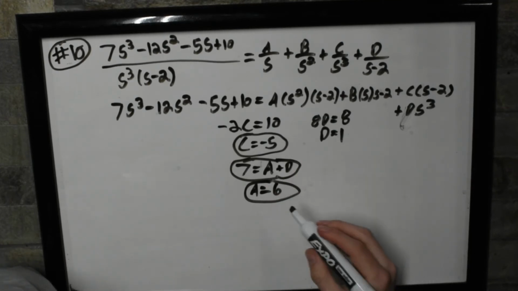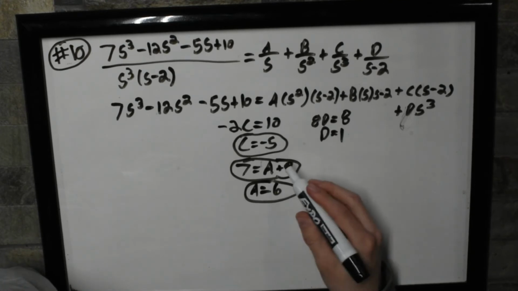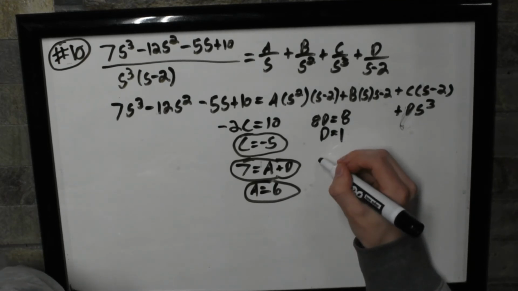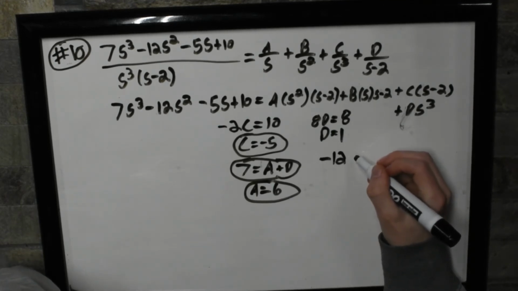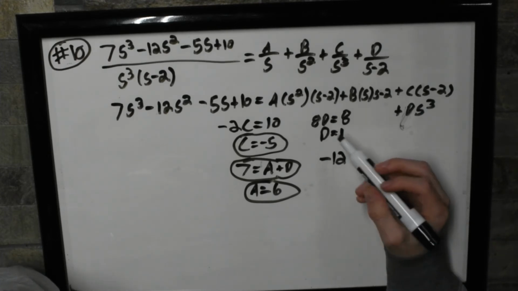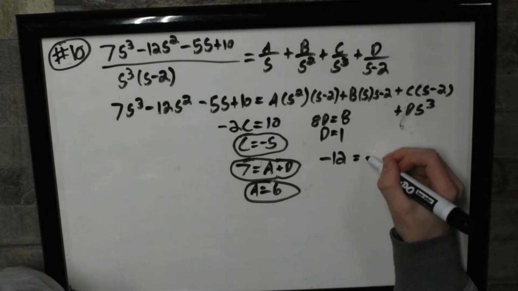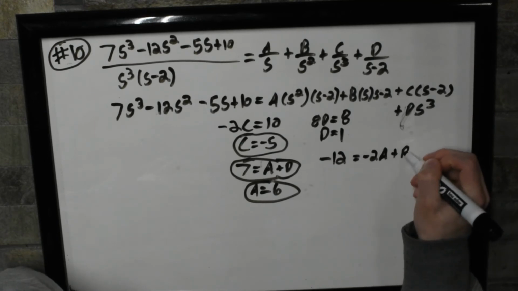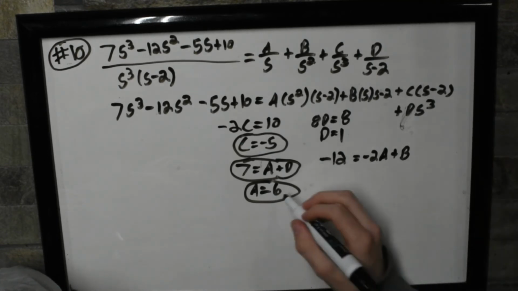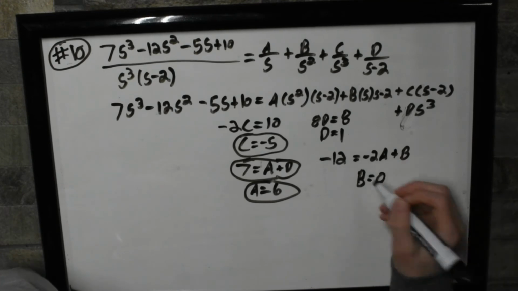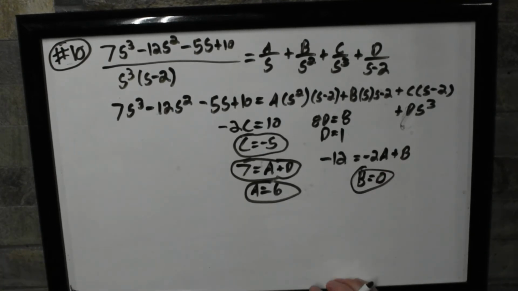And then finally we need b; we have a, we have d, we have c. Okay, so for b, let's solve for s squared. So we have negative 12 is going to equal negative 2a plus b. Okay, and again, a is 6, so b is actually going to equal 0. So that's good, one of our terms is going to vanish.